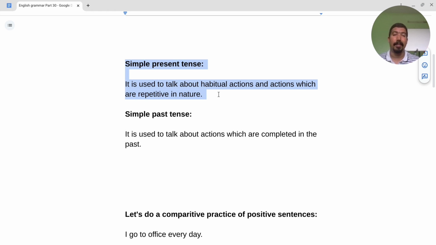I buy vegetables in the evening. I is the subject, buy is the first form of verb, vegetables is the object part. That means it's a habit for you. Okay, I drink tea in the morning. That is a habit for you, which is repetitive in action. We are using drink, that is the first form of verb.